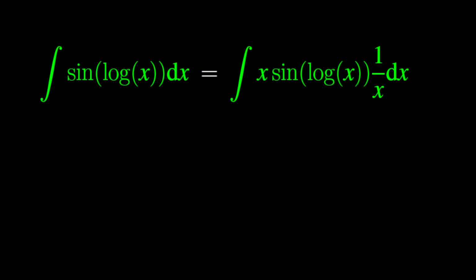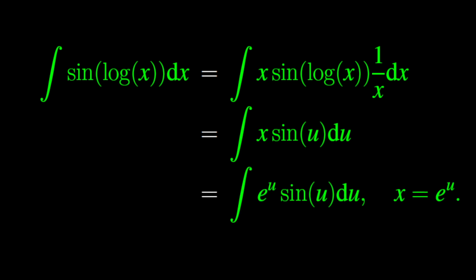We can clearly see u and du in the expression of the integral. So, we replace log of x by u and 1 over x dx by du and obtain the new expression of this integral as the integral of x times sine of u du. This suggests that we have to replace x by its expression in terms of u. But we know that x is exponential of u, therefore, the new expression is the integral of exponential of u times sine of u du.